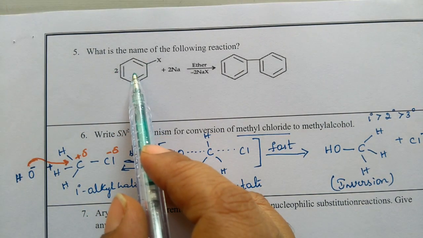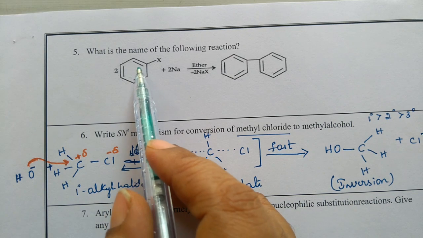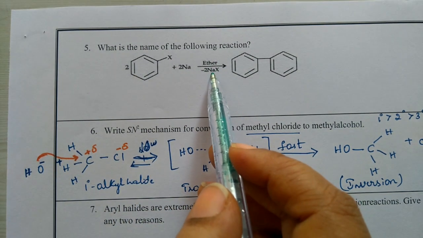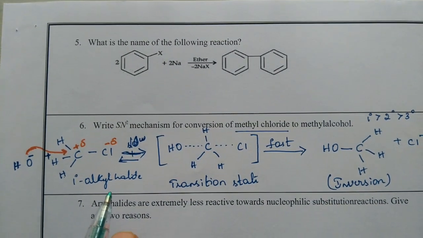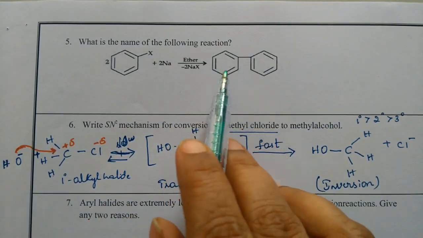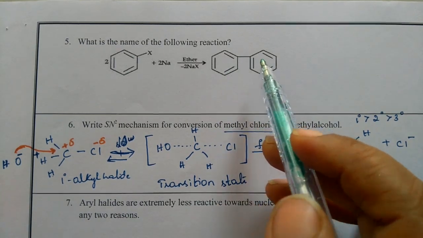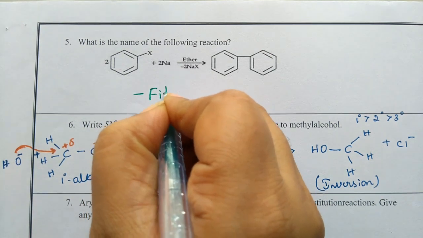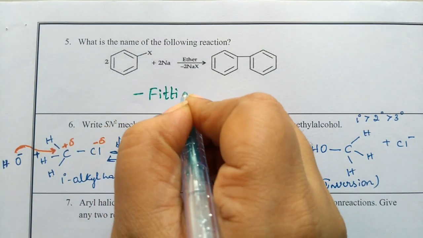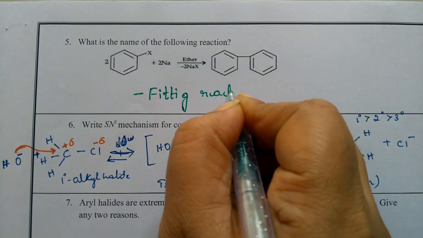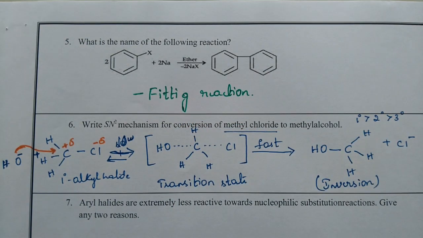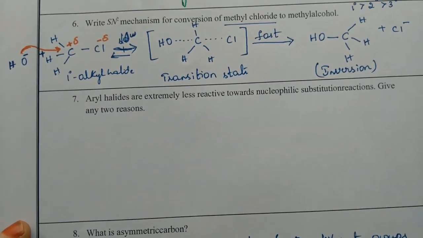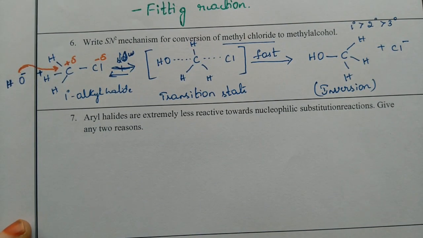Two molecules of alkyl halide or aryl halide react with sodium in the presence of dry ether, and the liberated product is sodium halide, and we have diphenyl or biphenyl or phenylbenzene. So what is the name of the reaction? It is the Fittig reaction. Next question, the sixth one, the SN2 mechanism, we have discussed.